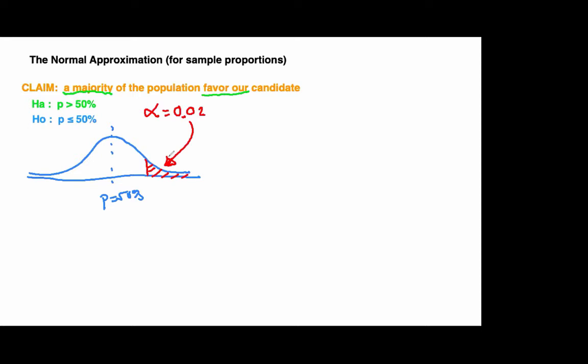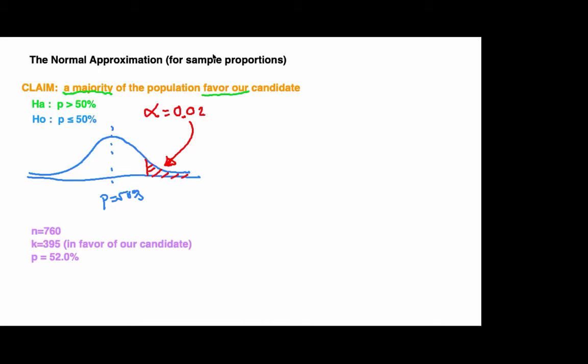Here's the information I can give you. When I go out and collect my data, here's the data I actually get: n equals 760. I found that in my sample, 395 were in favor of my candidate. That amounts to a p hat of 52.0%. This is the information from our sample.